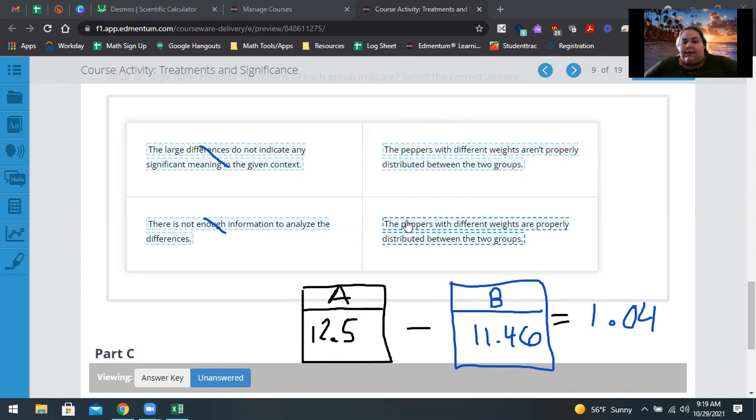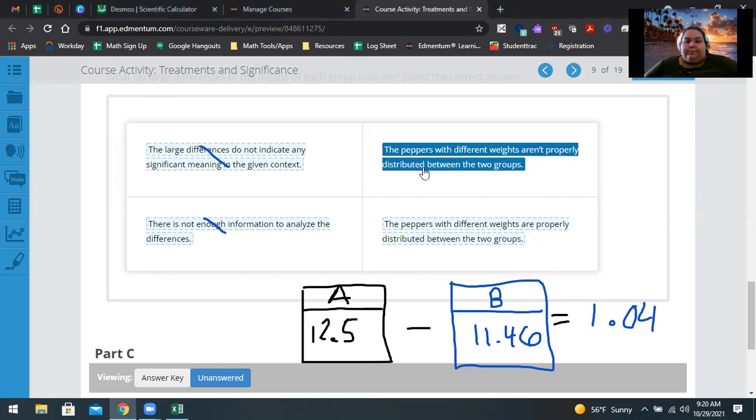But to double check, it says the peppers with different weights are properly distributed between the two groups. When we're trying to properly distribute, we're trying to make it balanced. So here we know it's unbalanced because again, group A weighs more. So this is our final selection here.